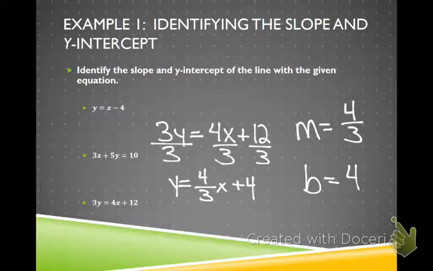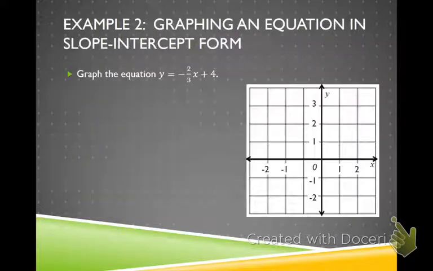All right, any questions? Who got that right? Raise your hand if you got it right. Or you're getting better. You're starting to get it. If we were to do another one, maybe you'd get it all the way. Okay, so b equals 4. Now in example 2, we're going to graph it.